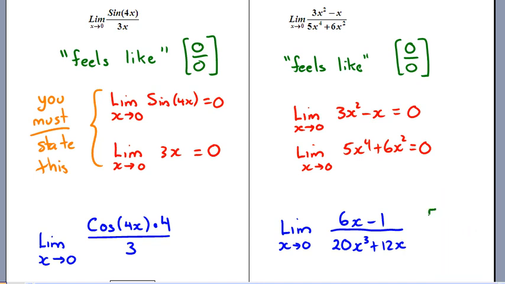Now, in my little green brackets here, I'm just going to write down what it feels like if I try to do direct substitution. So this is just really casual here, right? Just casual language. The numerator, if I put 0 in for x, I end up with a -1. And the denominator, if I do a direct substitution, I get a 0. I have to stop at this point.